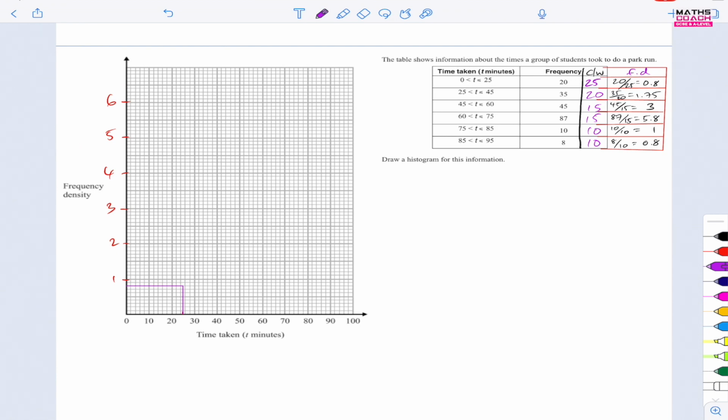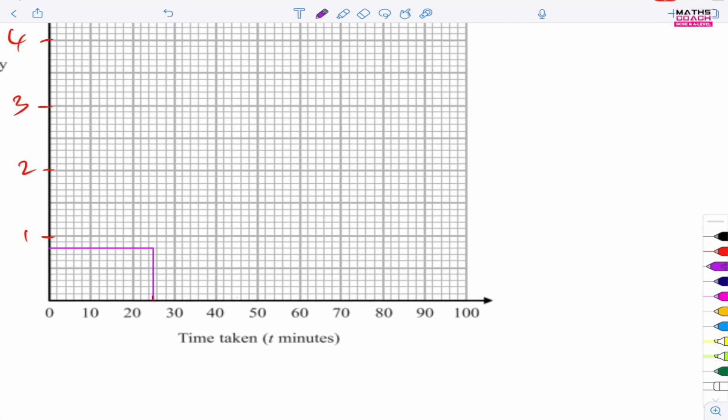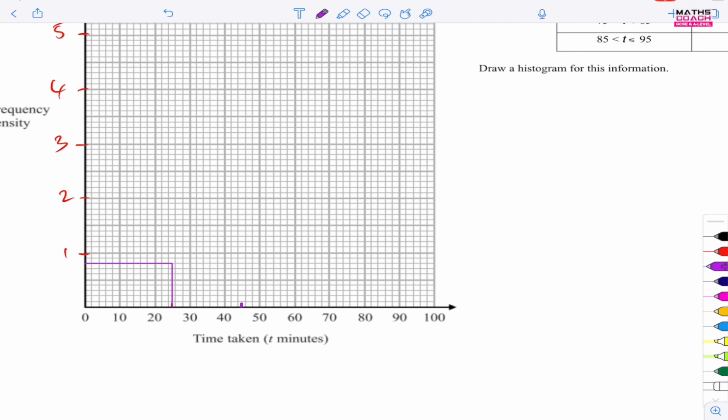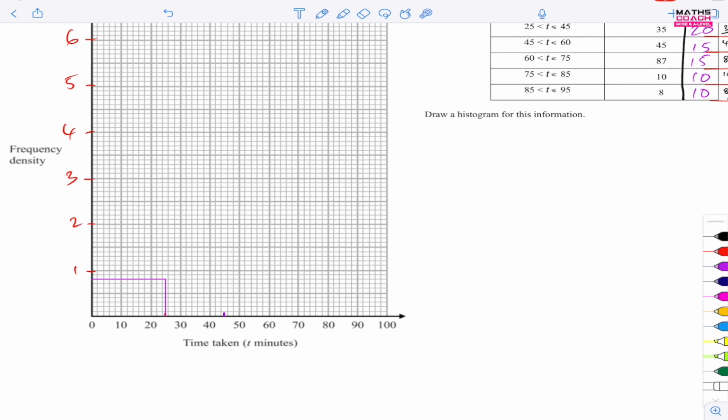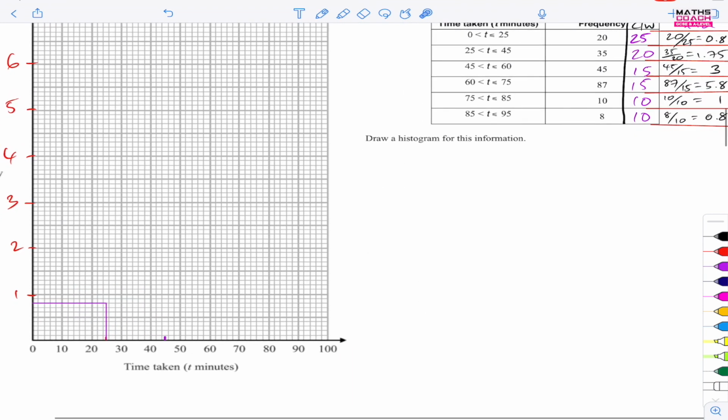So next we have 1.75. So we need to find where 1.75 is up along here. And we need to go from 25 to 45. So 25 is where we left off. 40 is here and 45 is going to be halfway. So let's go ahead and mark the halfway first. So that's 45 right there. And we need to go up to 1.75, which is what the frequency density was.